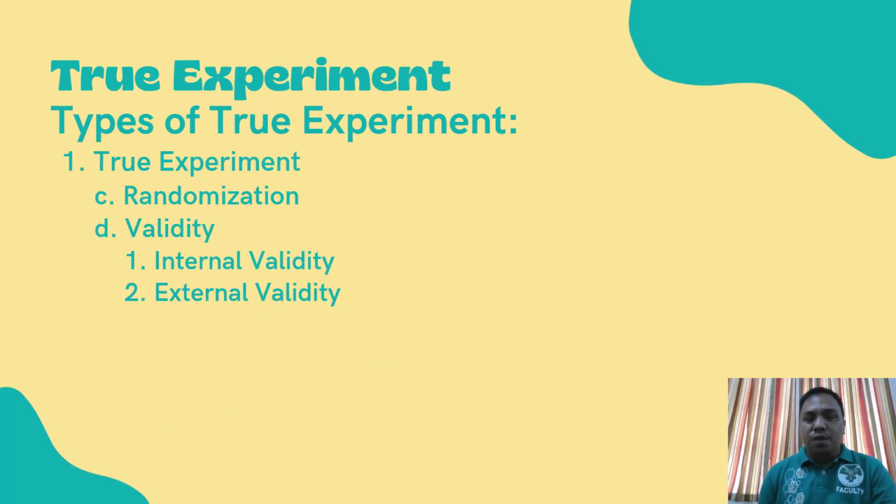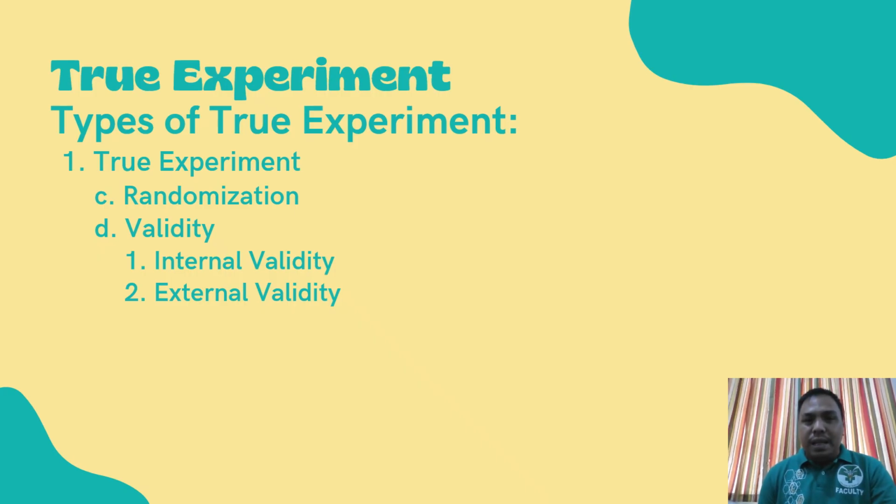Next one, we have your randomization. That is the process of assigning participants to the different groups. It can be experimental or controlled by chance. This helps ensure that each group is similar at the start of the experiment and reduces the bias in the result.